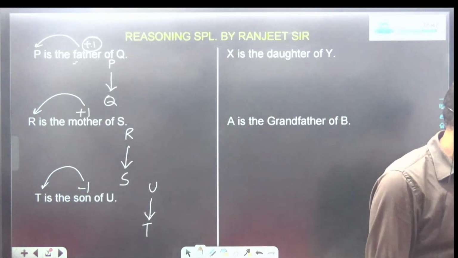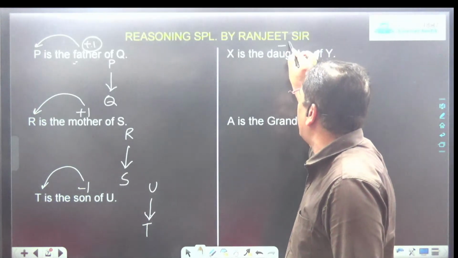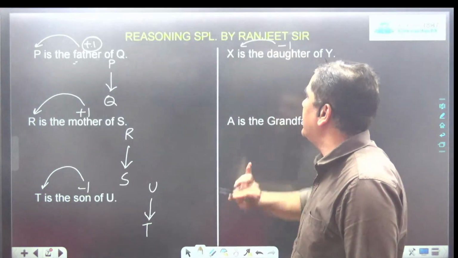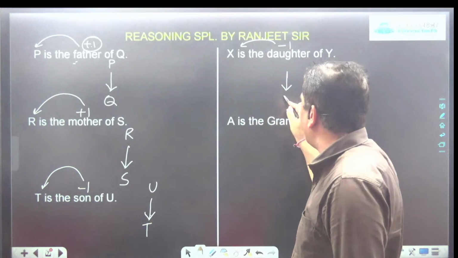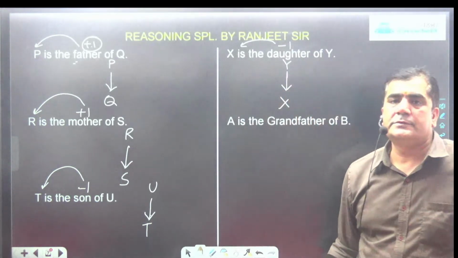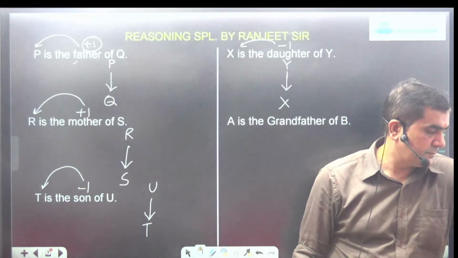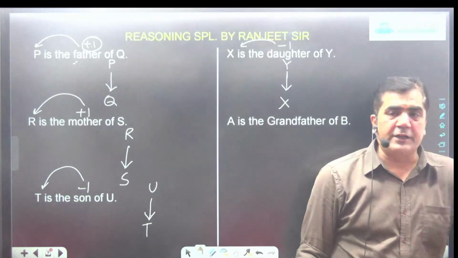Clear? Next one. X is the daughter of Y. Daughter stands for -1. Who will be minus? X. 1 means 1 arrow. Minus means below. So X will be below and Y will be above. I think this part is clear to each and every one.